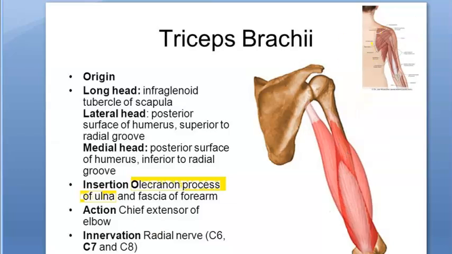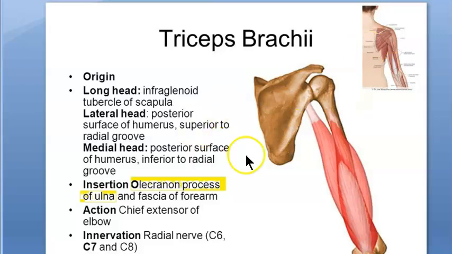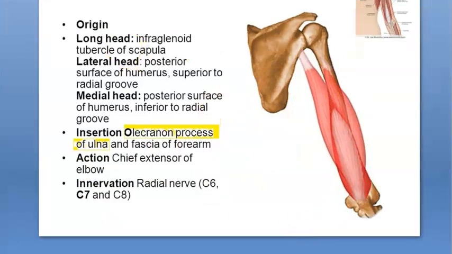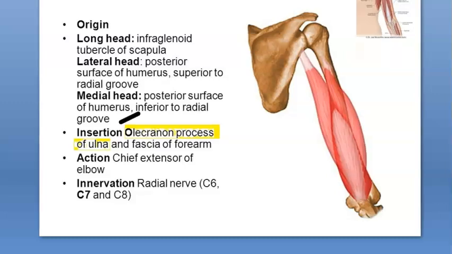You got it now? Very good. So what all did you get? Triceps brachii has 3 heads, so you got the 2 marks now. Now let's go to the next part, insertion. Insertion is olecranon process of ulna.